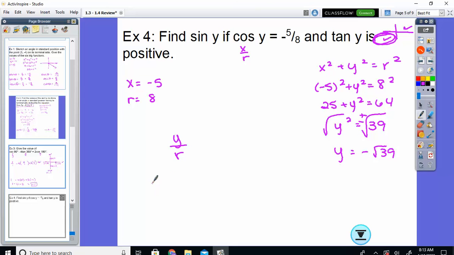We're asked to find sine. Definition of sine is y over r. So it would be negative radical 39 over 8. So again, goes back to that x, y, and r. Questions there?